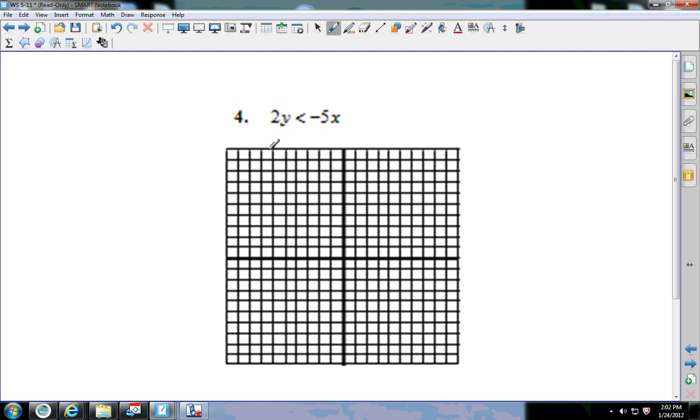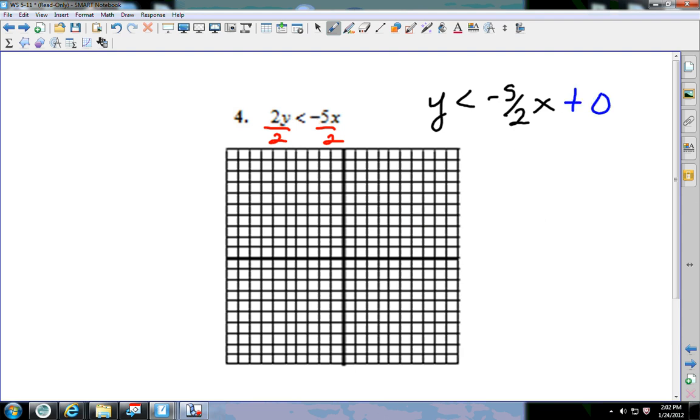The next one. I can't graph this the way it is. I have to solve for y. I have to get y by itself. So I need to divide both sides by 2. I get y is less than negative 5/2 x. First thing you need to do is plot the y-intercept.